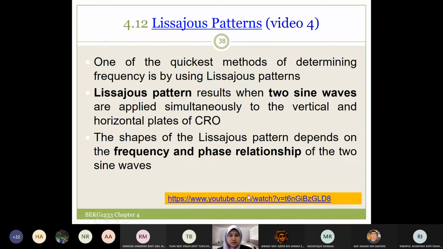You can watch the YouTube video here to clearly observe the Lissajous pattern on oscilloscope.